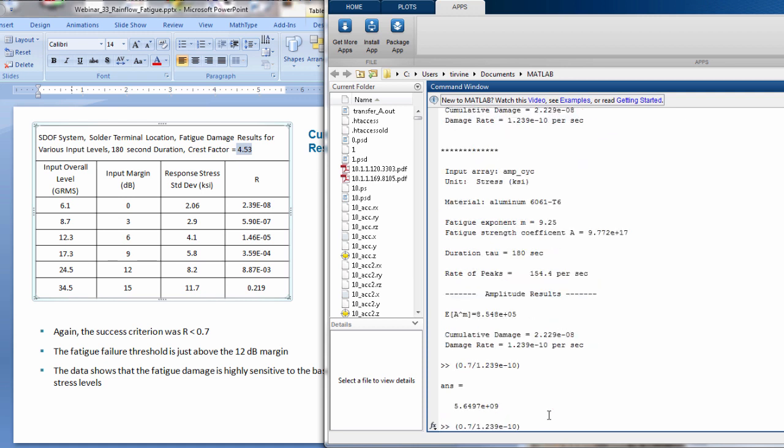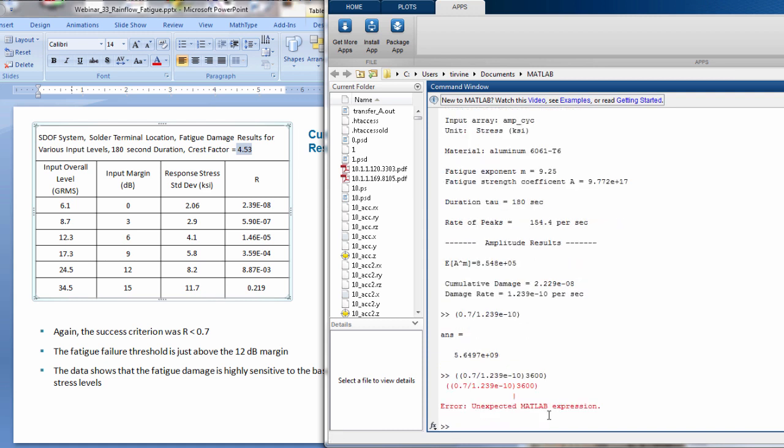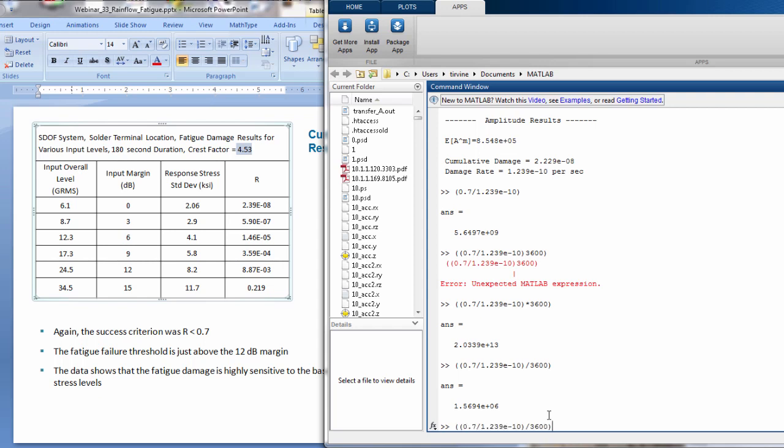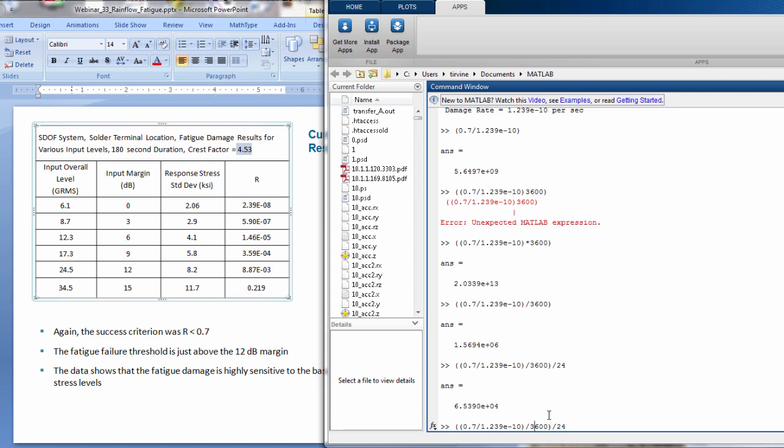That's a huge number. So then we can sort of play around and do a little game here and say, okay, there are 3,600 seconds in an hour. So how many hours can our part withstand at that input level? Quite a few. Okay, keep me honest here. That's the number of hours. That's still a lot of hours. How many days? Quite a few days there.